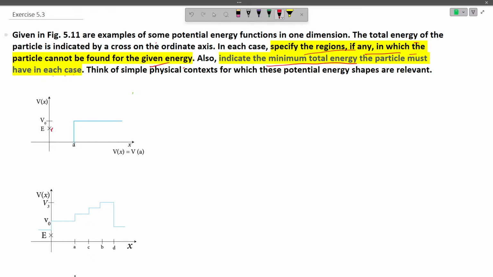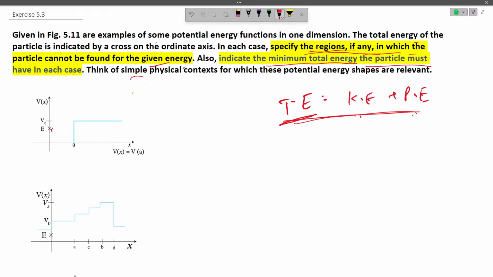Also indicate the minimum total energy the particle must have in each case. Think of the simple physical context in which these potential energy shapes are relevant. So in this question, 4 figures are given and we have to find out in which region the particle cannot be found. So let us first go to the basics about energy. We know that total energy is composed of kinetic energy plus potential energy, and total energy can't be less than either of these two energies. So this is the principle for solving this question.